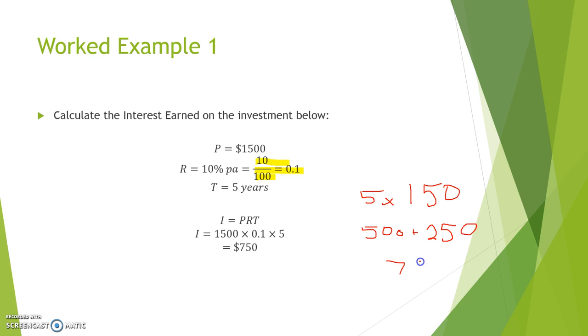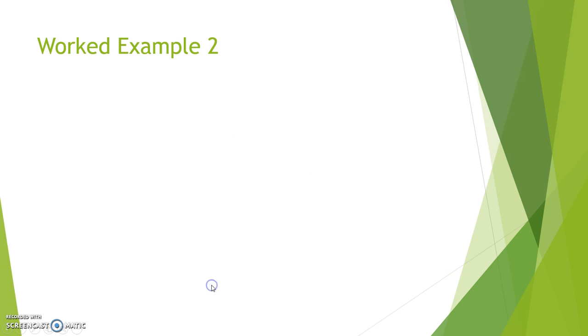So that's a total of $750, which is the answer we got. So that's a way to check your answer. So this is only the interest earned. If we wanted to work out the total amount of money in the bank in that account, we'd have to add the $1,500 with the $750.